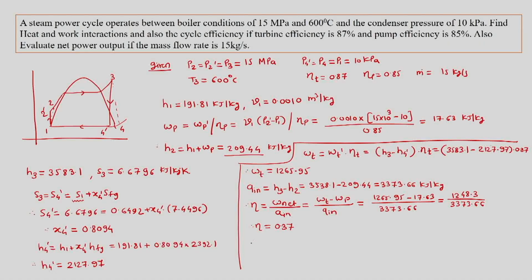0.37 or 37%, and then total W net is equal to m dot into specific W net, and m dot is given to us as 15 into W net is here 1248.3, and then this is 18.72 megawatt.